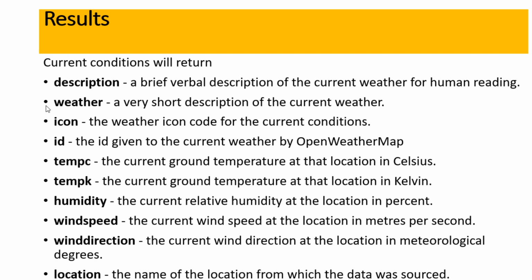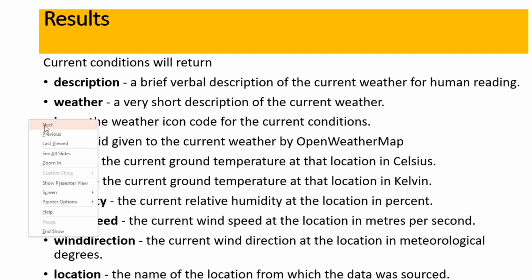Next is the weather, which is a small short description. That is, whether it is rainy, cloudy or clear. Like that, a small description of the weather will be displayed. Then the icon of the weather could be displayed.